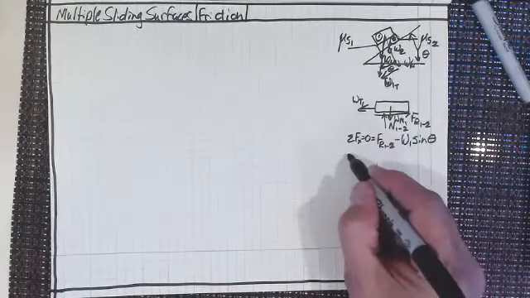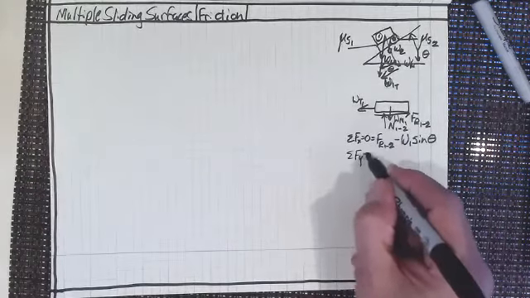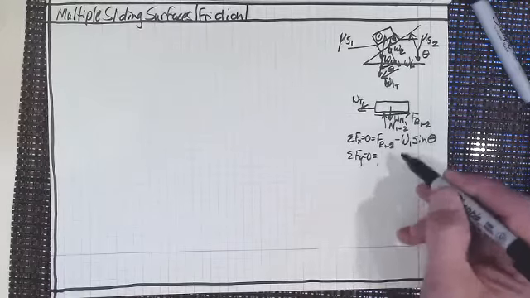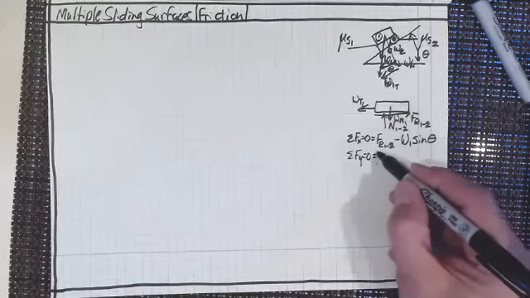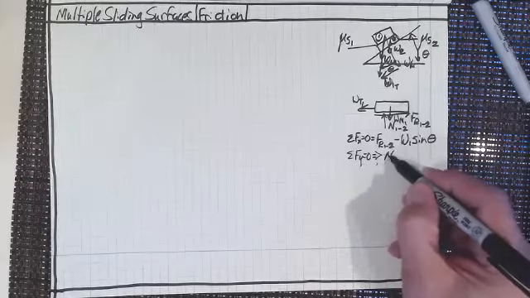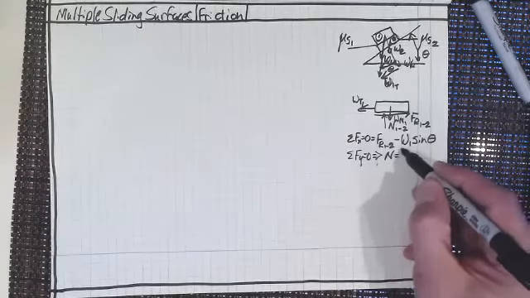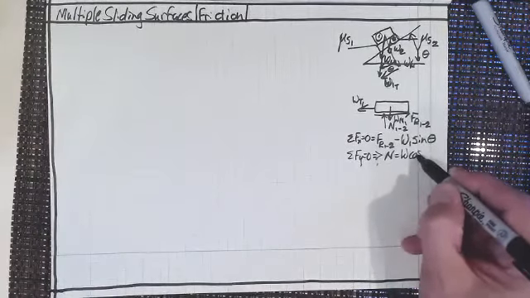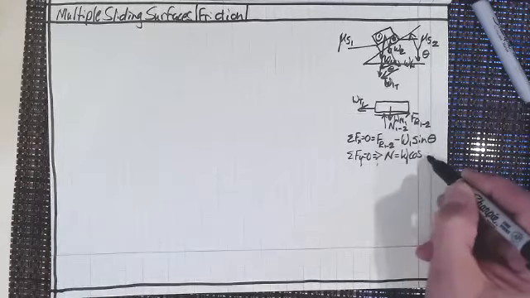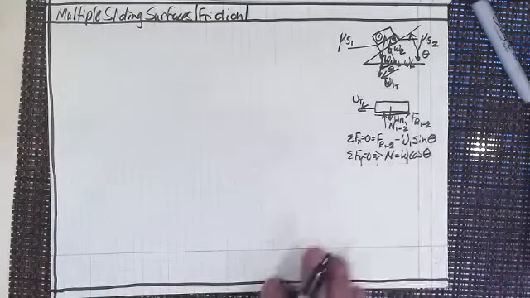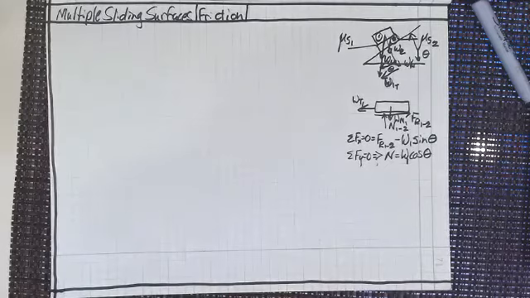Then if we sum forces in the y direction equal to 0, we just get N equals W1 cosine theta. Everybody sees that?